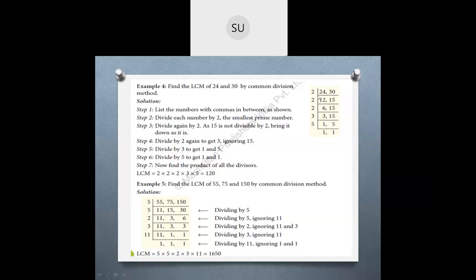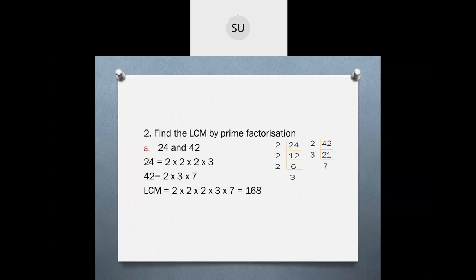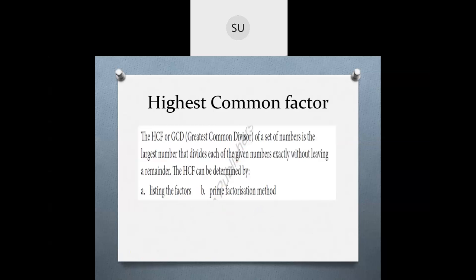So now the LCM here will be 2 into 2 into 2 into 3 into 5. When you multiply all this, you'll get 120. So LCM of 24 and 30 is 120. Okay, then we solved exercise 3.4, right? We did all the questions and some we did for homework.